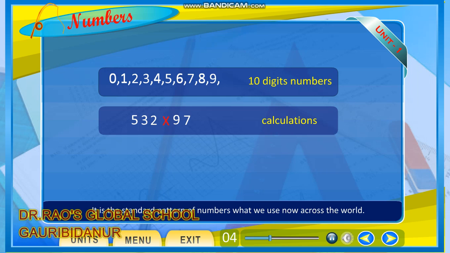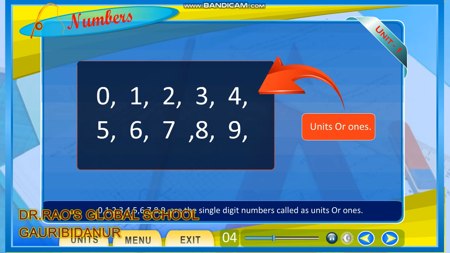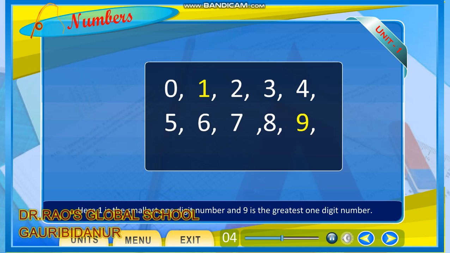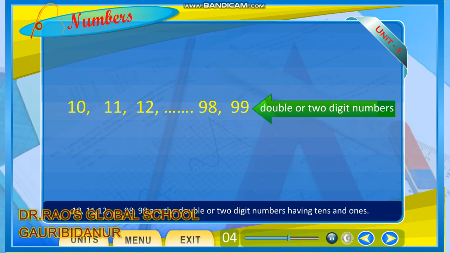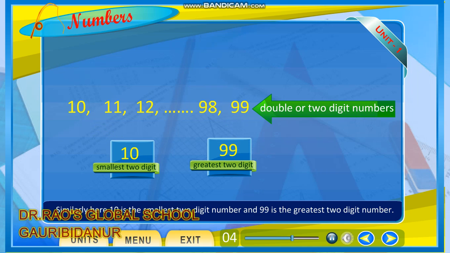It is the standard pattern of numbers that we use now across the world. 0, 1, 2, 3, 4, 5, 6, 7, 8, 9 are the single-digit numbers called units or ones. 0 is the smallest one-digit number, and 9 is the greatest one-digit number. 12, 98, 99 are the double or two-digit numbers having tens and ones. Similarly, here 10 is the smallest two-digit number and 99 is the greatest two-digit number.